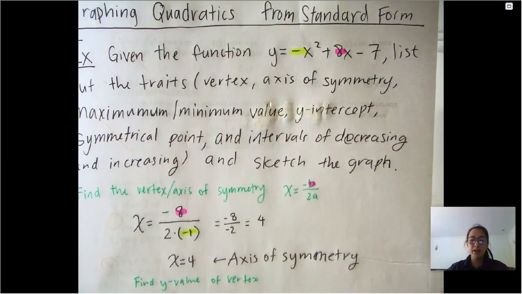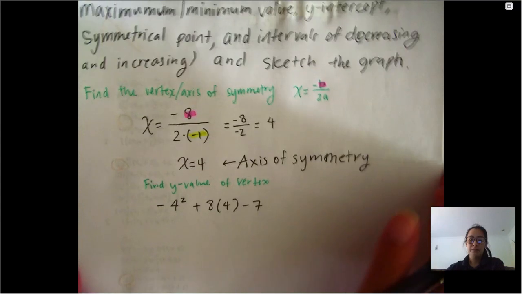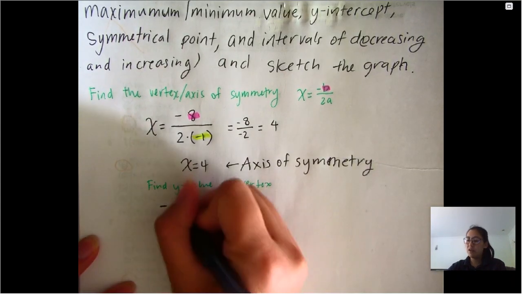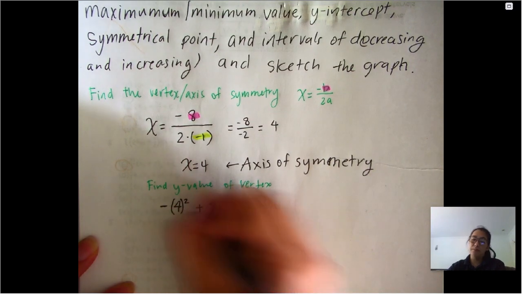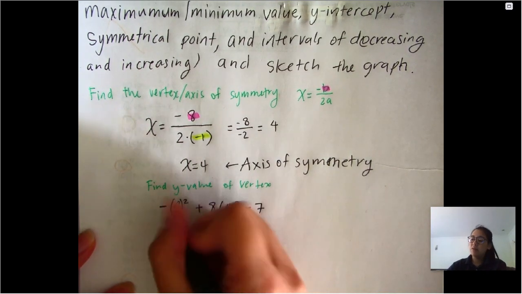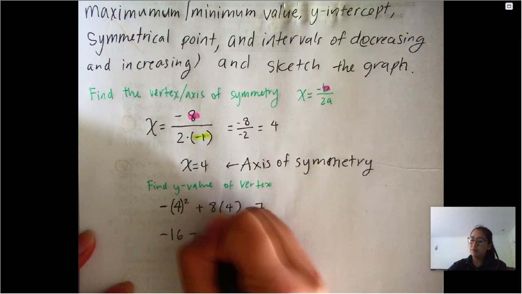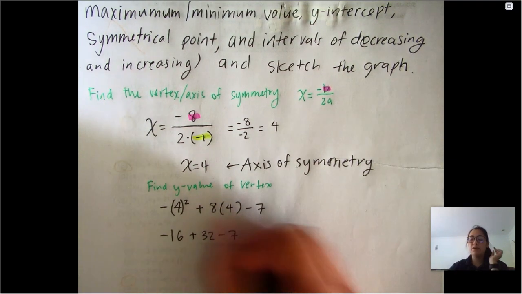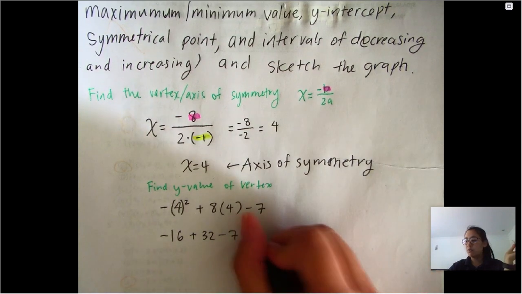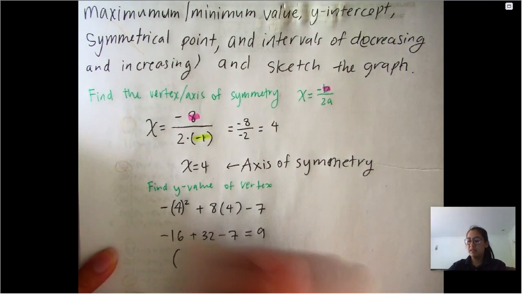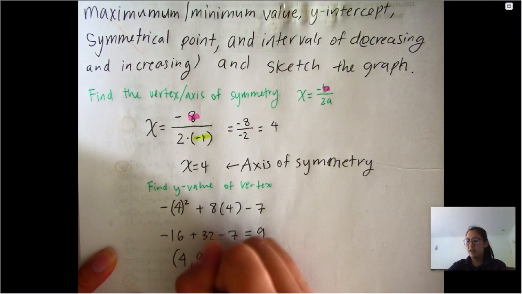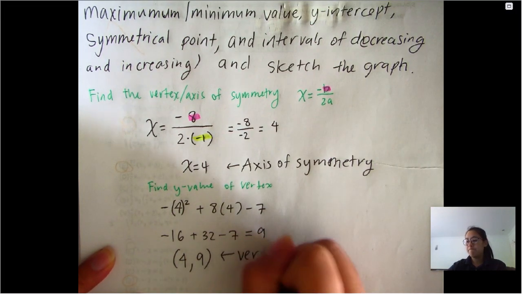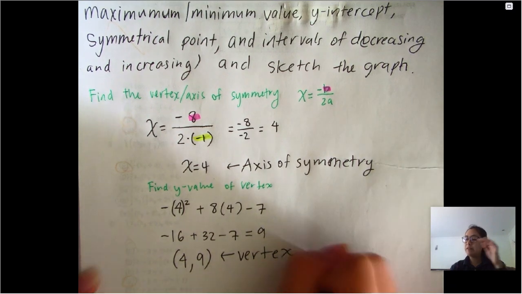And so we're going to go ahead and square that 4. If you square that 4, we get 16. And so you can think of this as like only the 4 is in parentheses. And so then we have -16 plus, and then 8 times 4 is 32 minus 7. So we have 16 minus 7, which equals 9, which means the vertex is (4, 9). Those are the coordinates of the vertex. Okay.